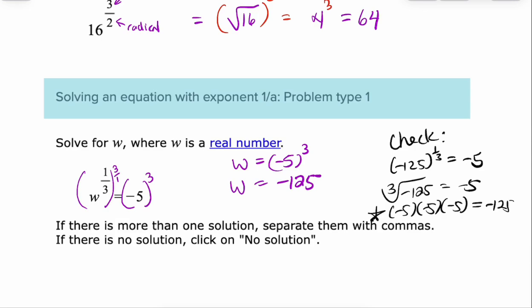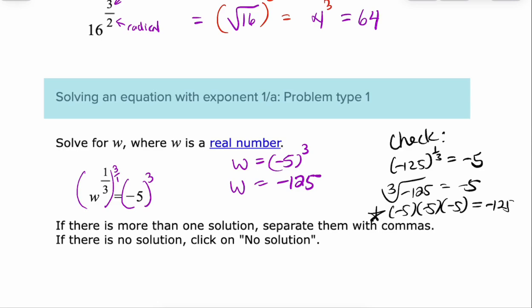But if that was a 1/2 power, we could immediately go, no, that doesn't work. If it was a 1/4, 1/6, anything that was even will never equal a negative number. So be careful how you deal with those.